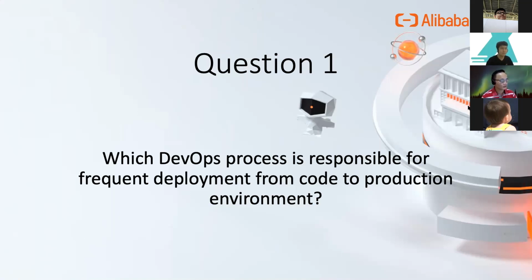I see you got answers already. CI, CD. Kim, you are right. Yeah, the fastest one from my record here. CD, that's correct. Continuous delivery. Congratulations. Usually CI and CD are together.